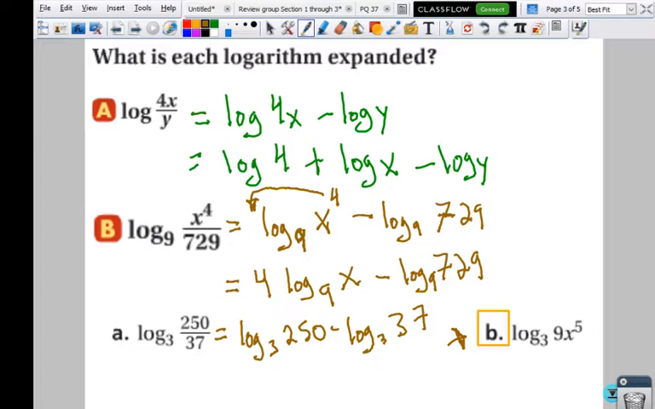Can you do that, Cookie? Let's do these. Log base 3 of 9x, and then what are these here? Is that a divide or multiply in the middle? Multiply. So you're going to add. There you go.